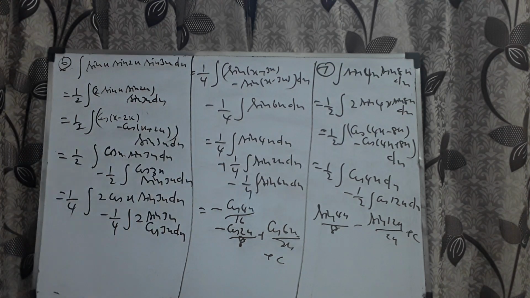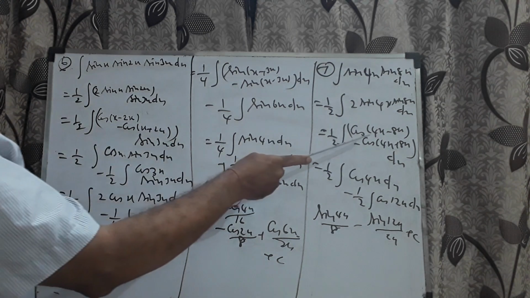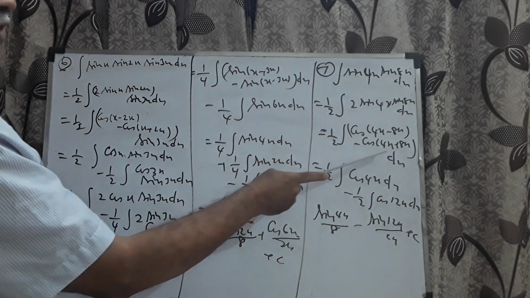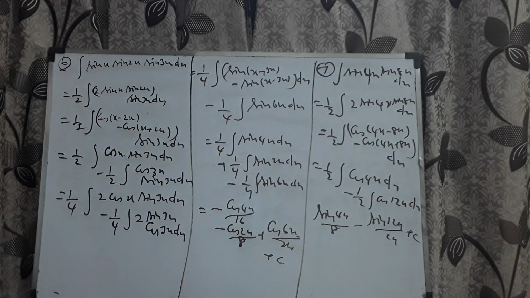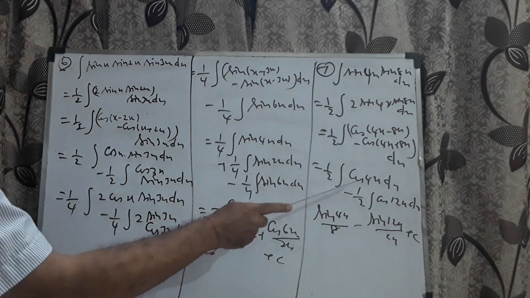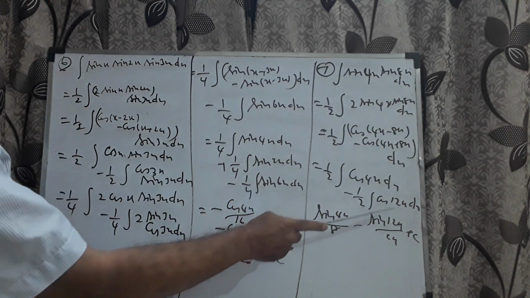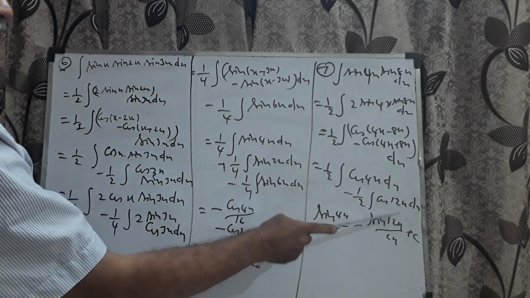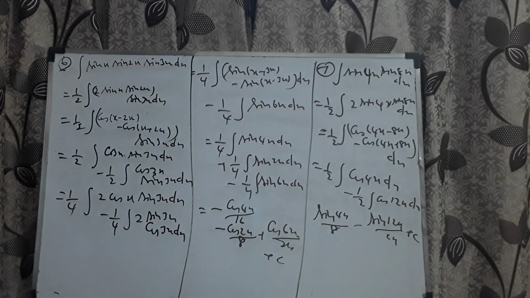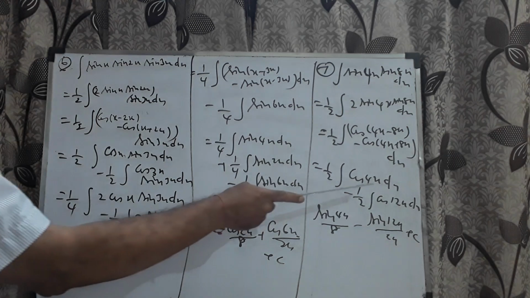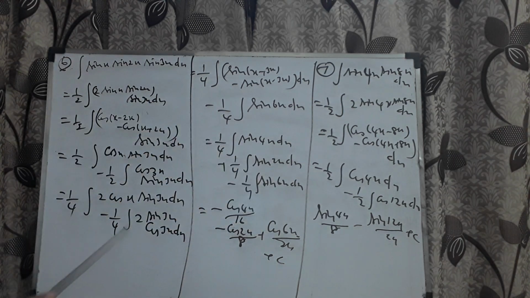Multiply and divide by 2 in the second step. Cos(a minus b) minus cos(a plus b) is 2 sin a sin b. Therefore cos(4x minus 8x) minus cos(4x plus 8x) dx. This is half integral cos 4x dx minus half integral cos 12x dx. 4x plus 8x is 12x. 4x minus 8x is minus 4x, but cos minus theta is plus cos theta. Therefore, I write it simply as 4x here.